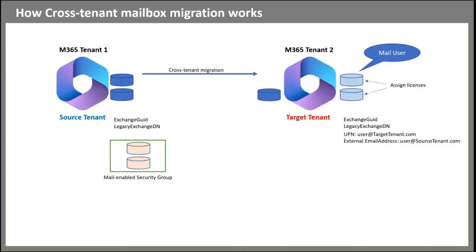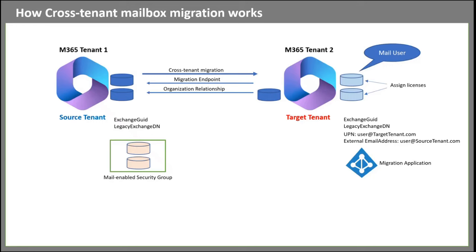This license should have Exchange Online Service included so that a mailbox can be provisioned for these accounts. Next, we create a migration application within the target tenant Azure AD and we assign migration permissions to this application. In the next step, we create a migration endpoint and organization relationship on the target tenant. This migration endpoint connects to the source tenant and enables the mailbox migration from the source tenant to the target tenant. And the organization relationship creates a relationship between the source tenant and the target tenant using the tenant ID of the source tenant.